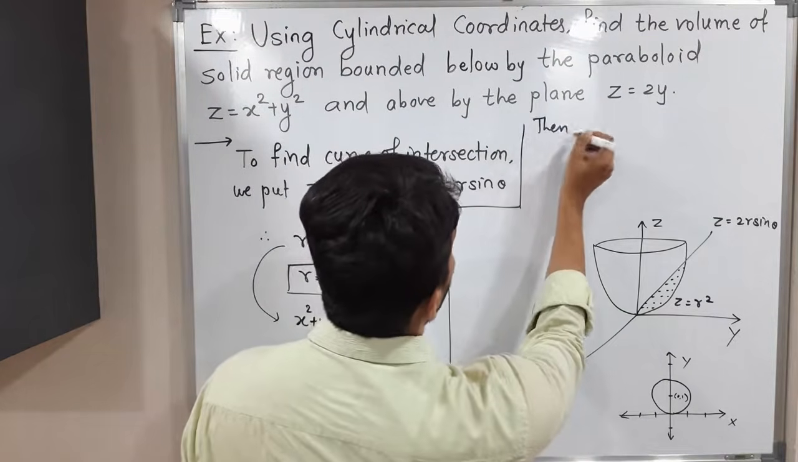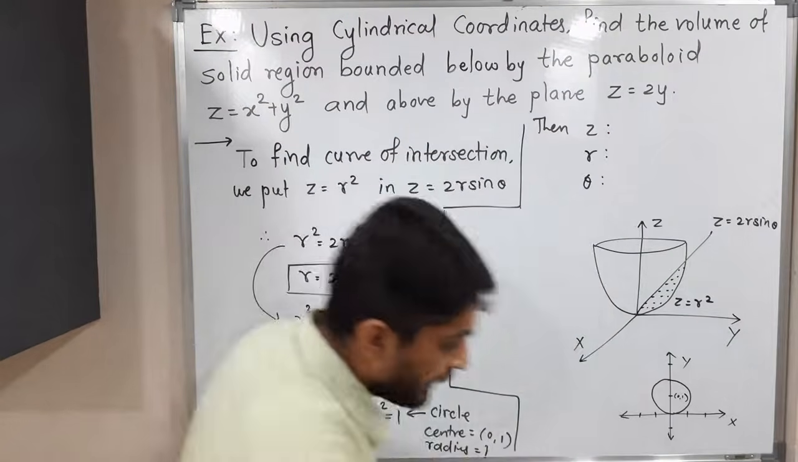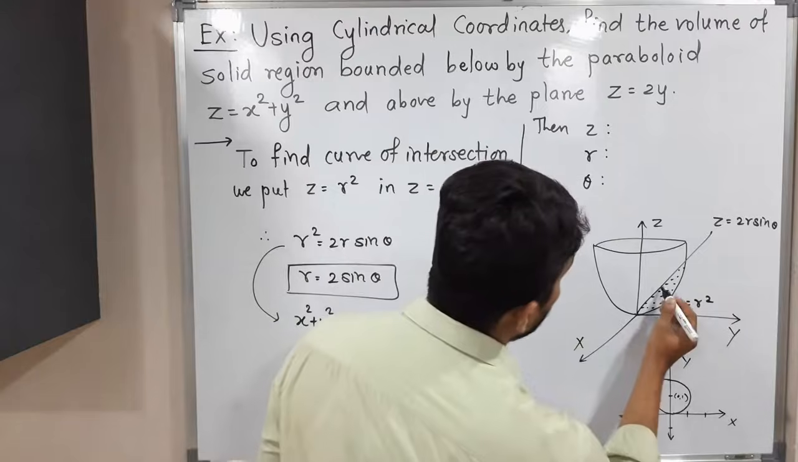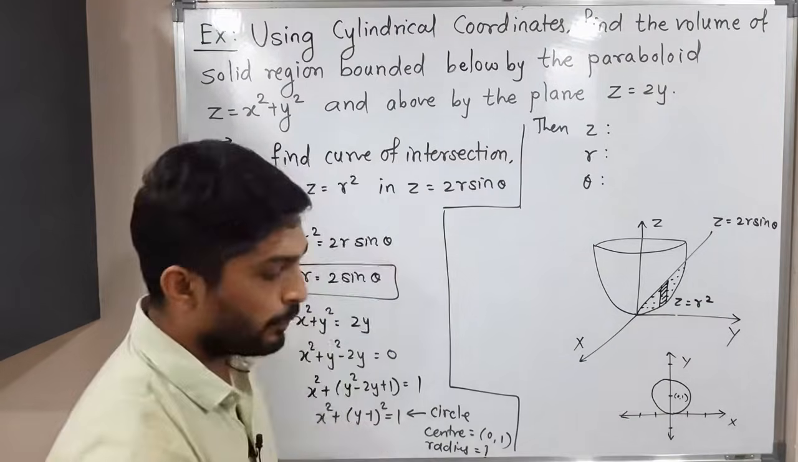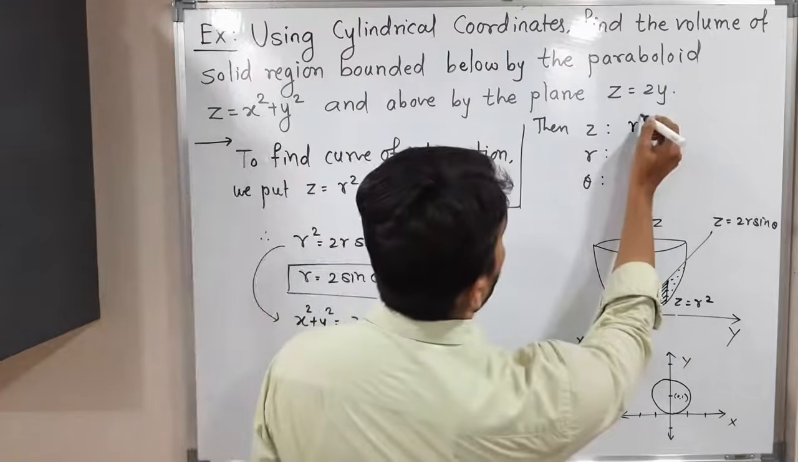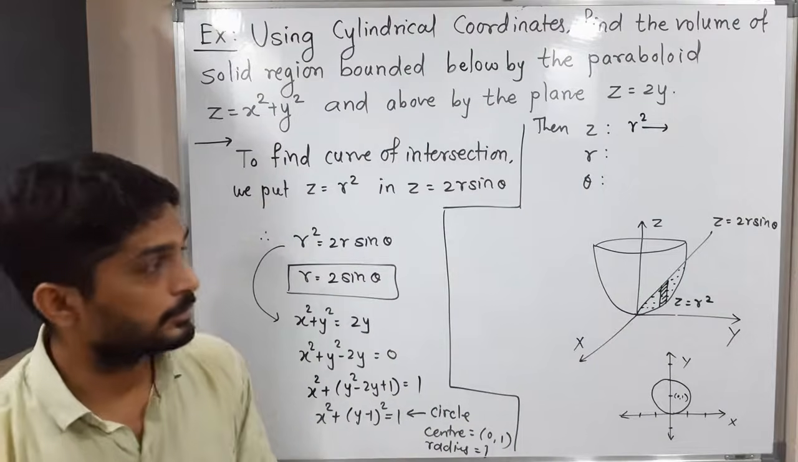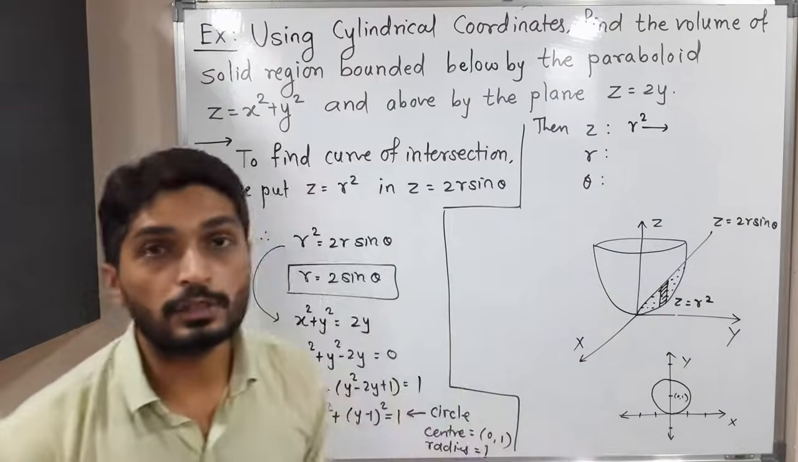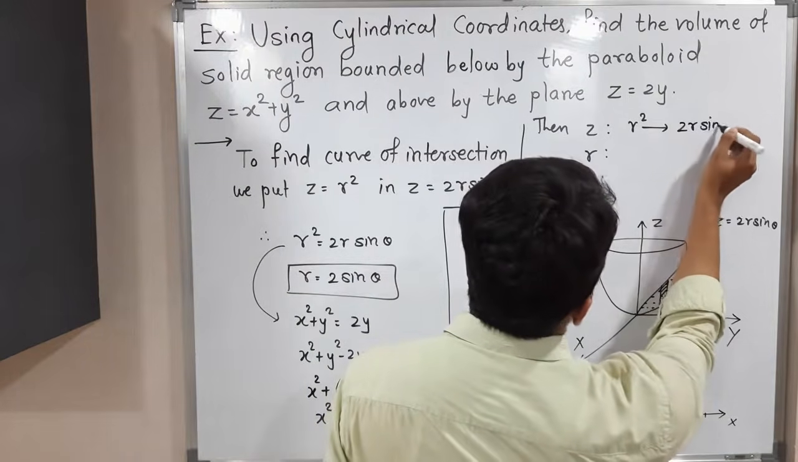Then let me write, first we write limits of z, then r, and then theta. So to find limits of z, you know that we consider a strip parallel to the z axis like this. So the strip is bounded below by the paraboloid whose equation is z is equal to r square. So the lower limit of z is r square. The strip is bounded above by the plane, whose equation is z is equal to 2r sine theta. So I should mention 2r sine theta.